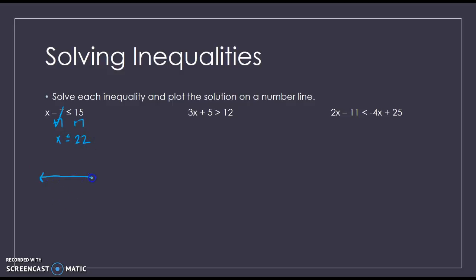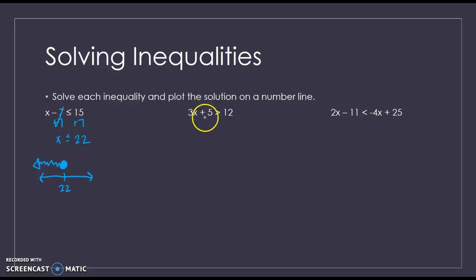Graph this one on a number line. Put my number line, put 22 on there. I'm going to use a closed circle because it's or equal to. And I want all the x's that are less than 22. So I'm going to shade on the left side. Remember, if your variable is first, you can go where the arrow is pointing. So the less than is pointing to the left, so I can shade to the left.